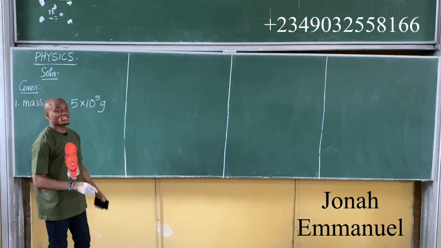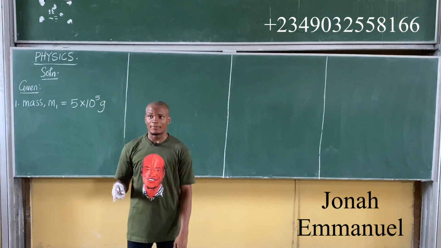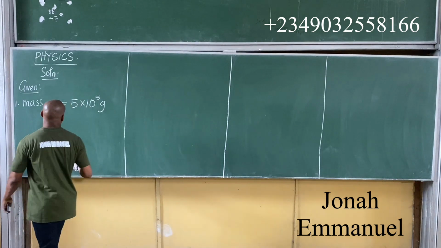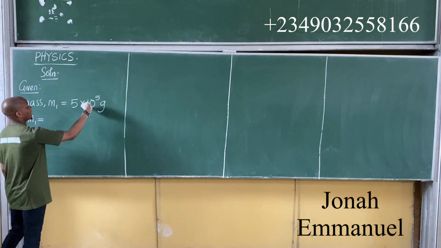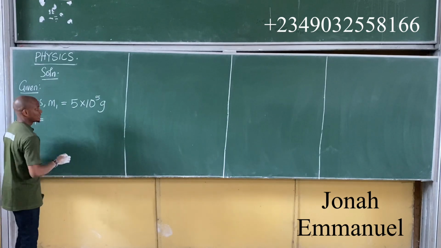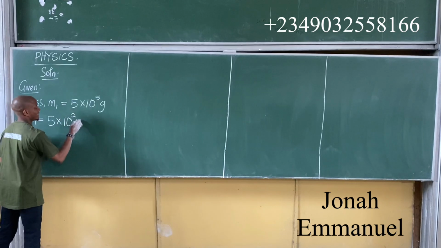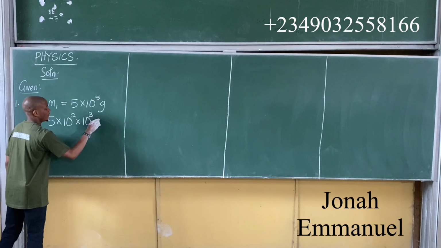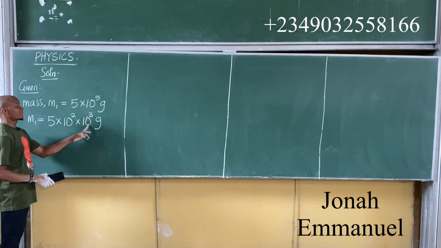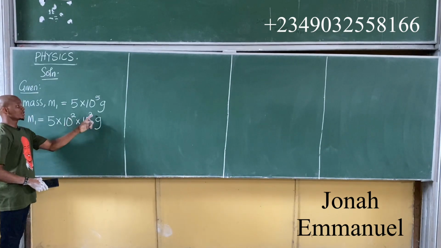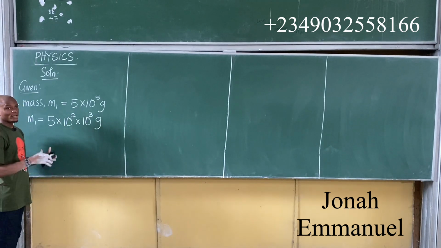Don't forget, mass should be in kilogram. So convert gram to kilogram. Kilo is 10 to the power 3. So M1 will be equal to 5 times 10 to the power 2 times 10 to the power 3 gram. From the concept of indices, if two bases are multiplying, add up the power. 2 plus 3 gives you 5. So this 10 to the power 3 is what gives you what there? Kilo.